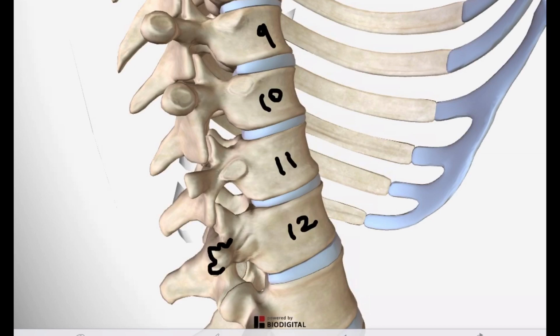Here you can see the 11th one has no facet. The facet is supposed to be here, but it has no transverse facet. The 10th one has only a complete circular costal facet, and the 9th one has a demifacet, half circle.